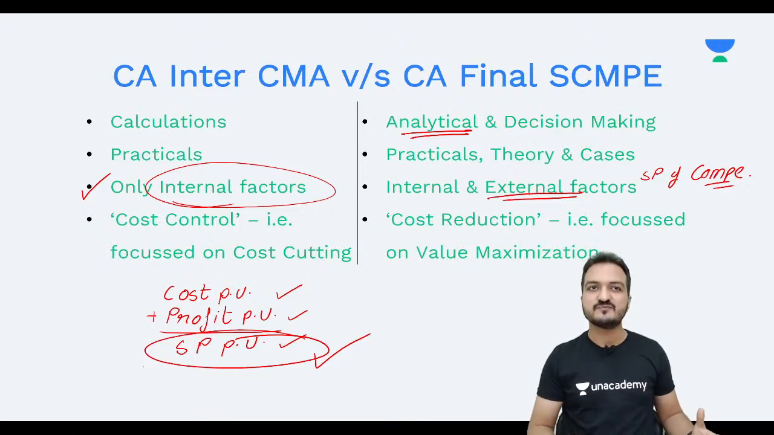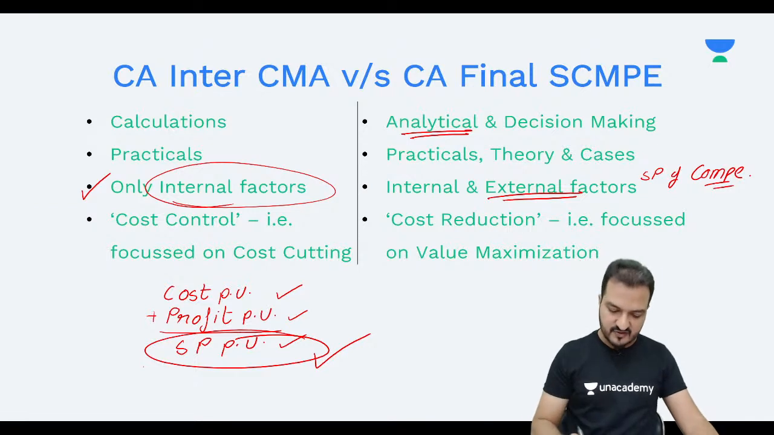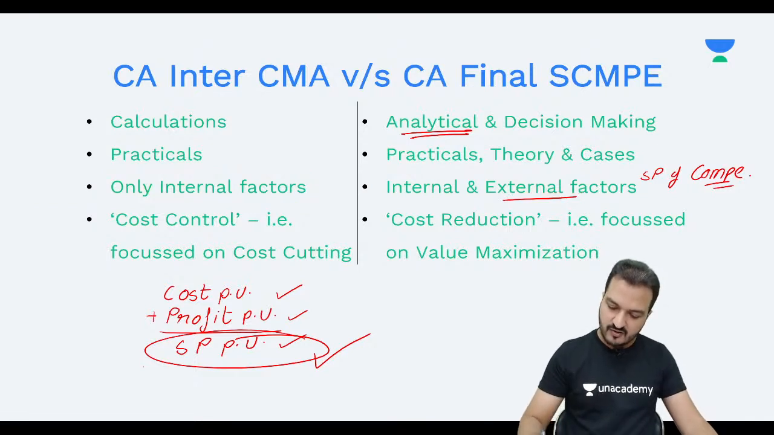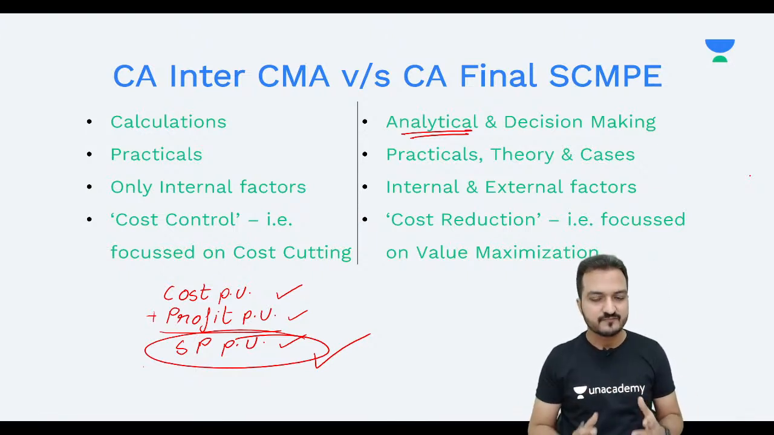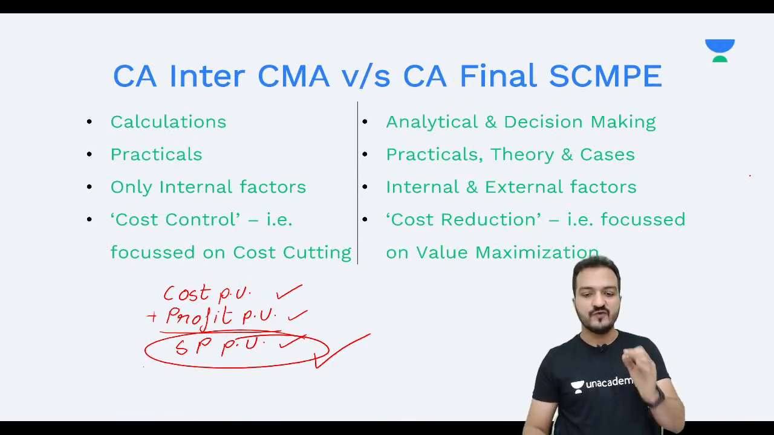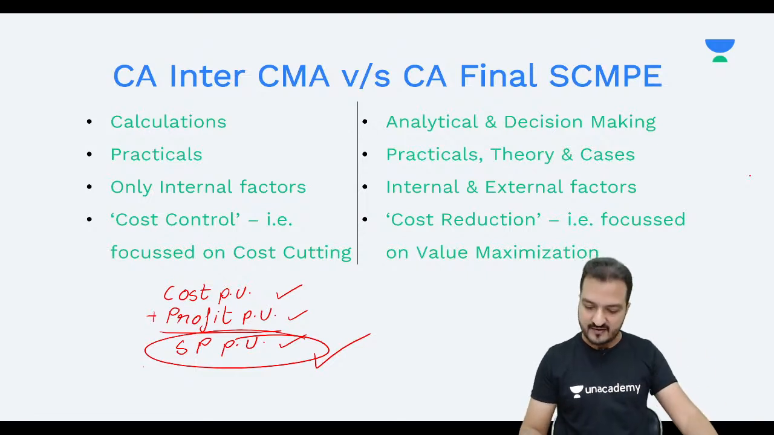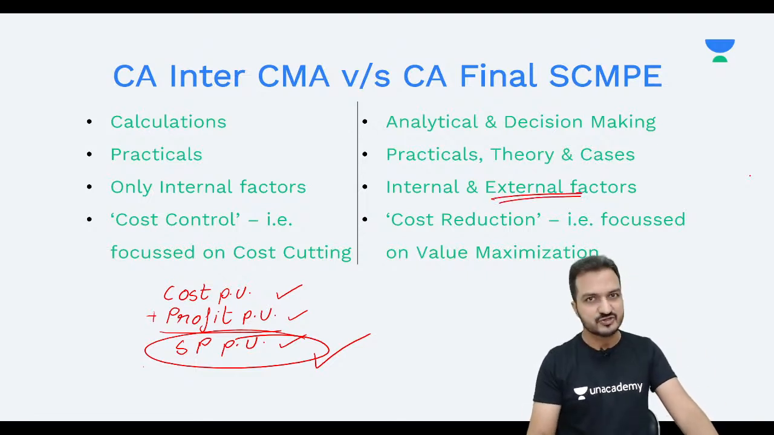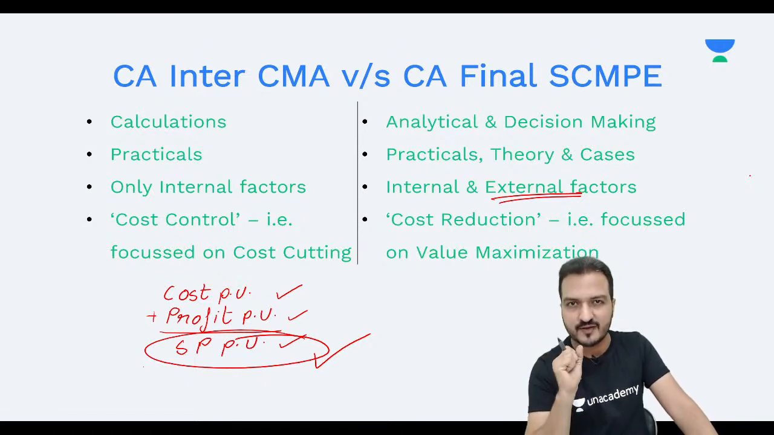Now this is my third major difference. Third major difference: at CA inter level, all my discussions were mostly pertaining to only internal factors. At final level, my costing subject will also incorporate discussions of external factors, many external factors. Well, that is what makes it a little more complicated.